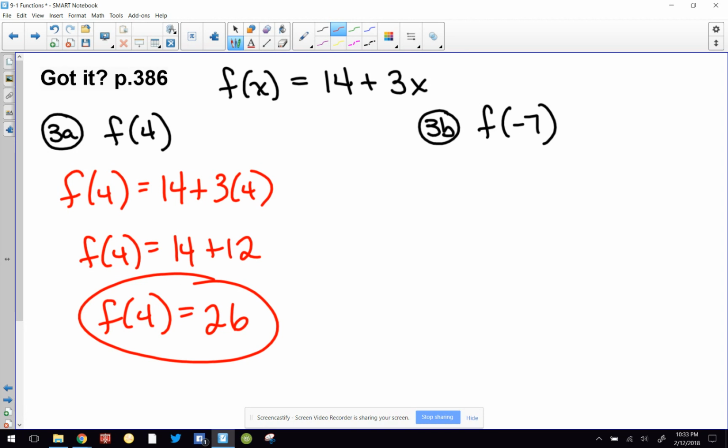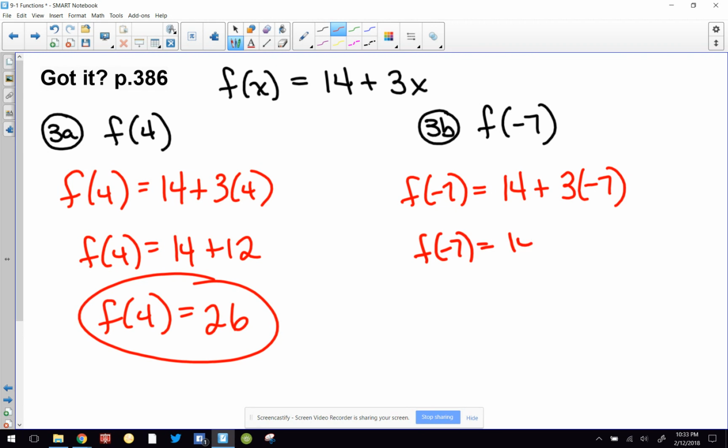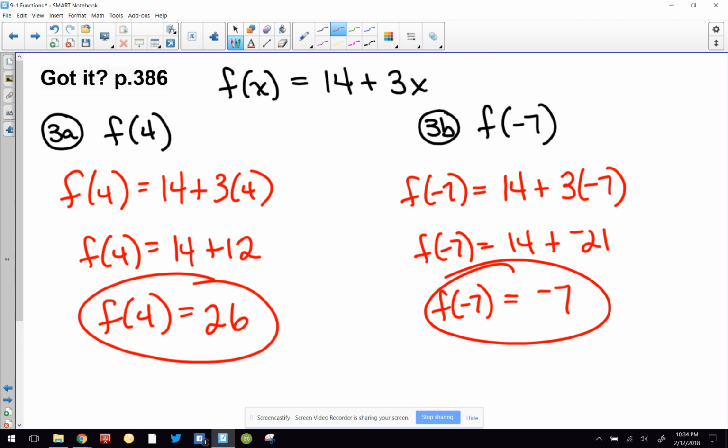Easy peasy. Next one, f of negative 7. F of negative 7 is the value of the function when x is negative 7. So that gives me 14 plus negative 21. And 14 plus negative 21 is negative 7. So f of negative 7 is actually negative 7. So there you go. So evaluating functions with function notation, pretty straightforward. It's actually kind of easy once you get the hang of it.